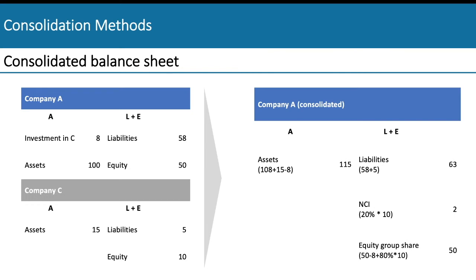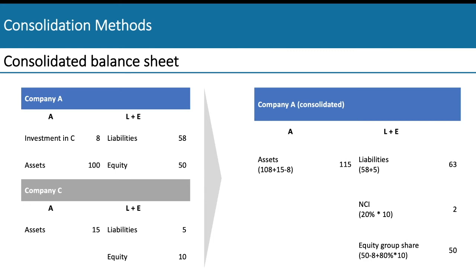So you end up with 115. Then on the liabilities side, you just add up the liabilities. So 58 and 5 in this case, which gives you 63. Then you move on to the non-controlling interest, which is the portion that you don't own in company C. So in this case, company A owns 80%. So you times 1 minus 80%, so 20% times the equity of company C, which in this case is 10. So 20% times 10, which gives you 2.